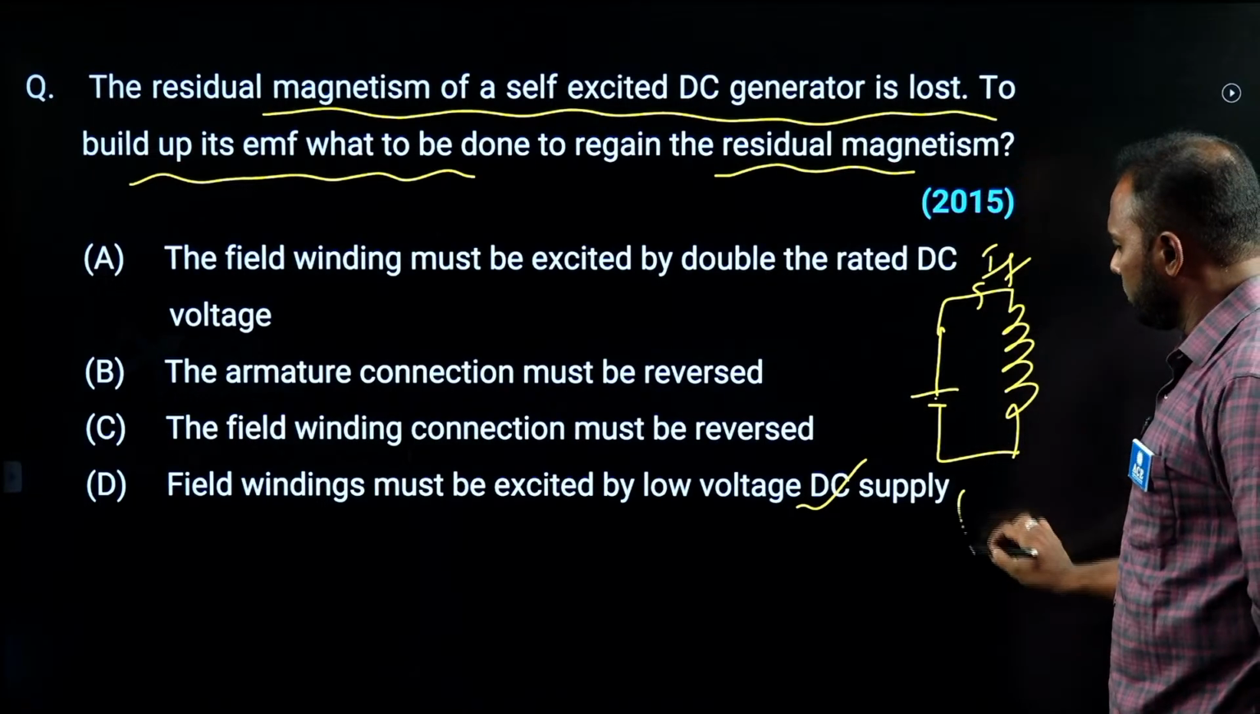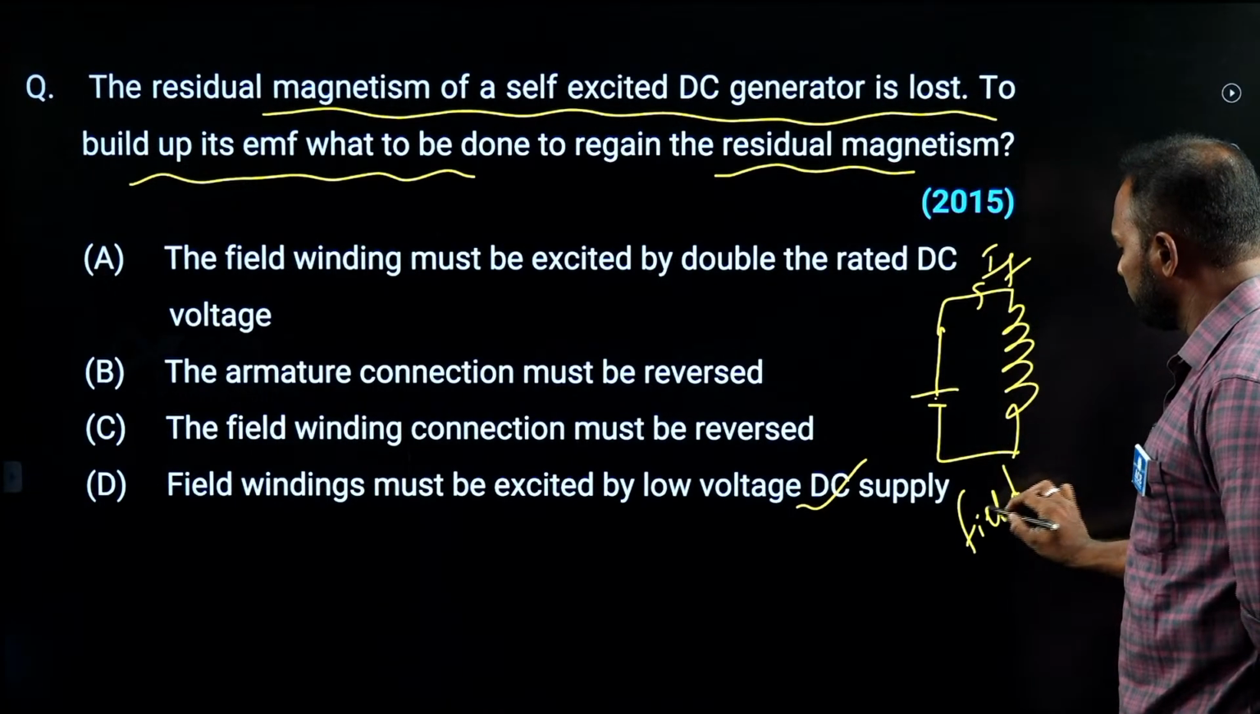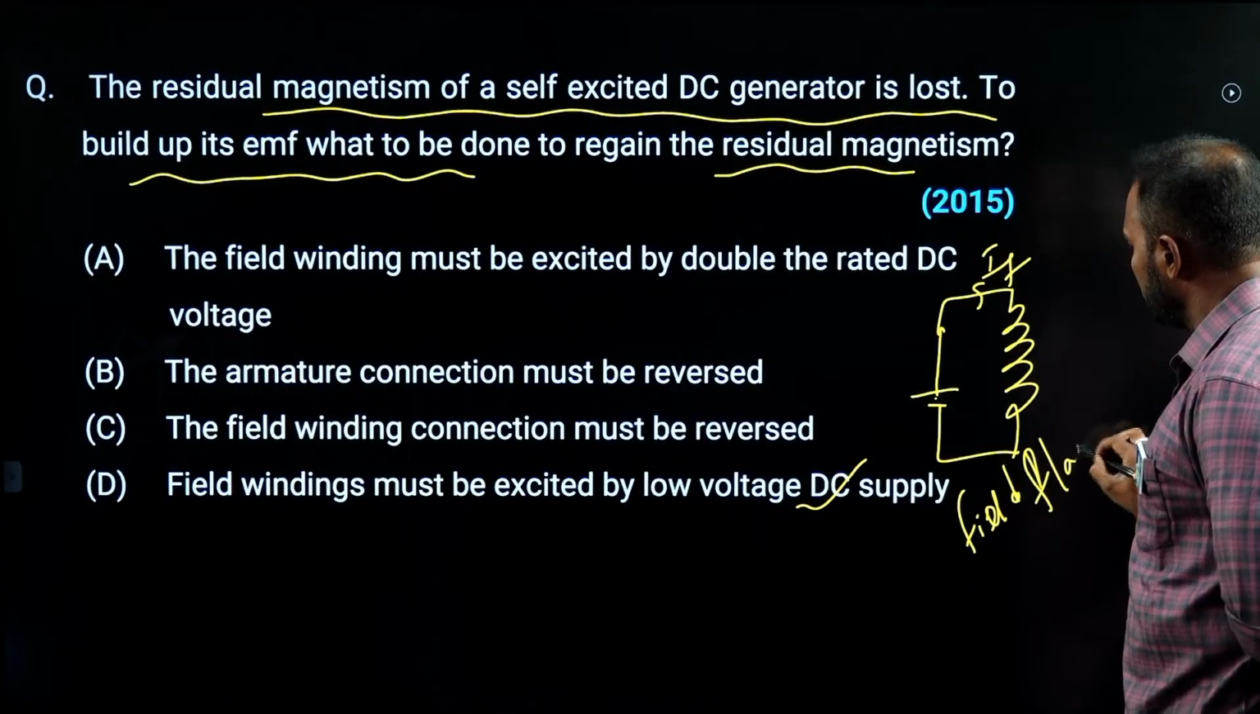Field flashing it is, field flashing method.